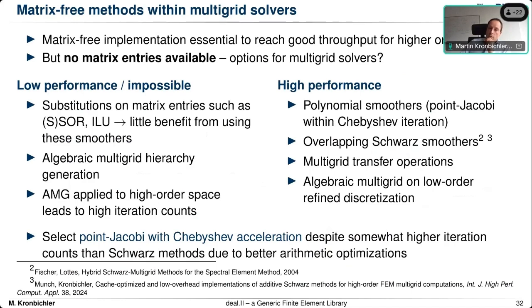We can use multigrid solvers with some specific smoothers, for example, Jacobi type smoothers, which just need the diagonal, or Chebyshev accelerations, if that won't work. You can do overlapping Schwarz, which is essentially just building element-wise or batch-wise inverses on approximations where you can actually use tensor product inversions, which is quite interesting. Of course, multigrid transfer between different grid levels or polynomial degrees is quite easy.